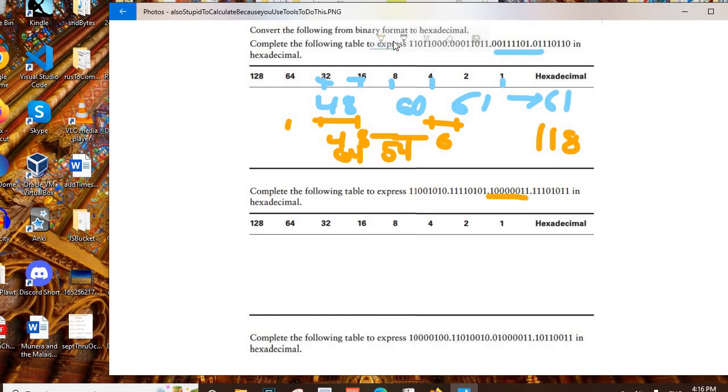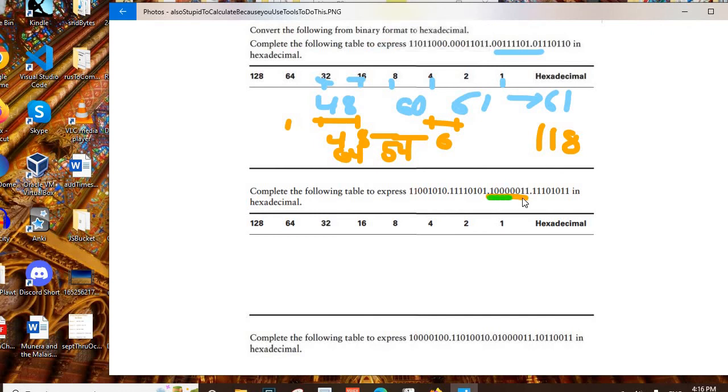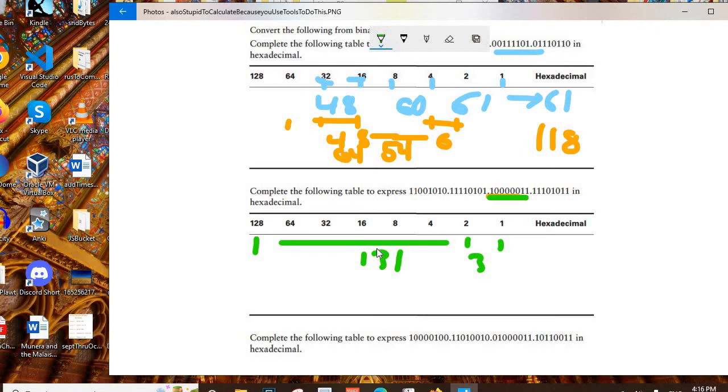Let's take this one. Actually, let's go with a green color. I love my lime green color. So real simple here, and then we don't even have to fill in this stuff. Okay, so we got 3. We're going to add 3 to this. 128 plus 3 is 131. There you go. We got 131 there. Easy win.